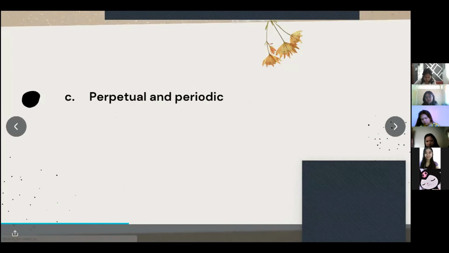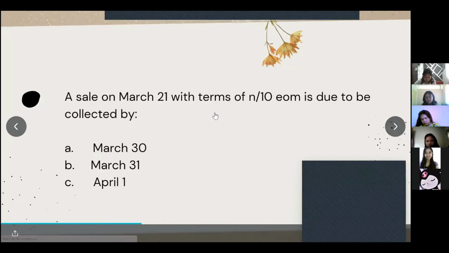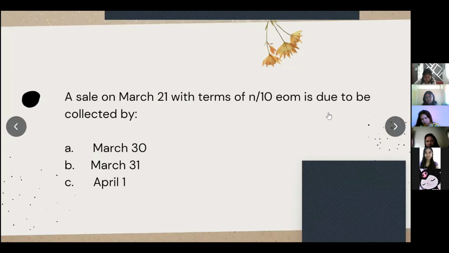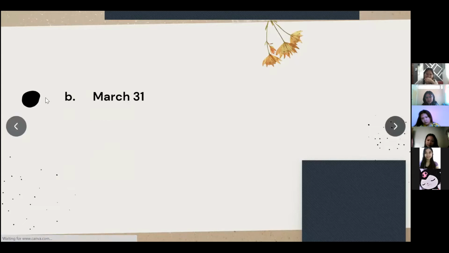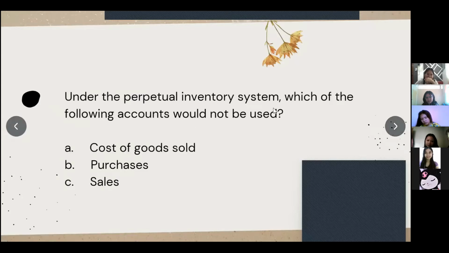Next, a sale on March 21 with terms of N/10 is due to be collected within 10 days. Hanggang kailan naabot yung within 10 days? March 30, March 31, or April 1? Madali lang, plus 10 mo lang. So, March 31.